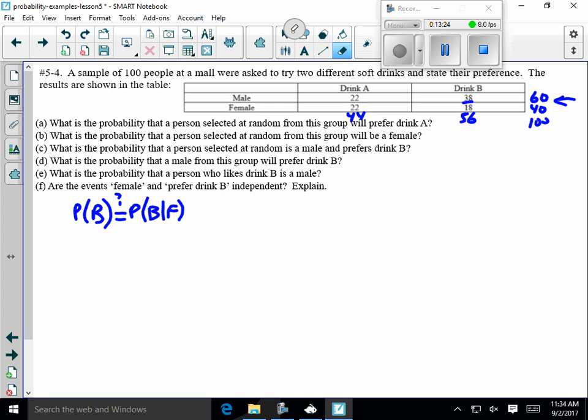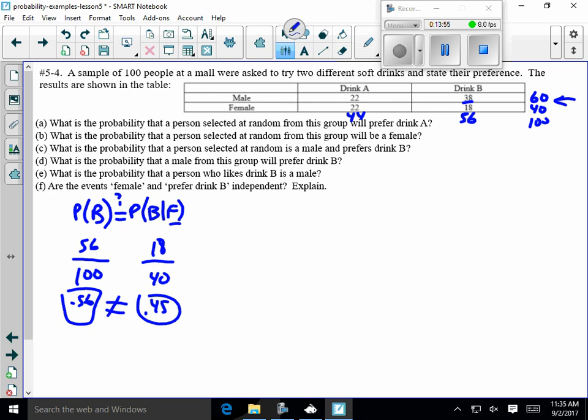So I'm just going to pick this one. And I could say, let's find the probability of B. That's a simple probability. So out of all 100, the probability of liking B is 56, right? So this is 0.56. And then if I wanted to find the probability of B given female, I would say out of only the females, so that's 40, how many of those like B? That's 18. And 18 out of 40 turns out to be 0.45. Right? Those two things are not equal, so that's evidence that these are not independent of each other. Right? We would say not independent.